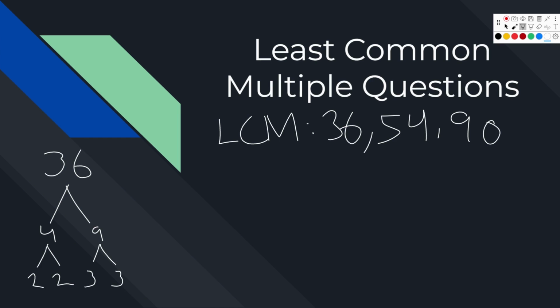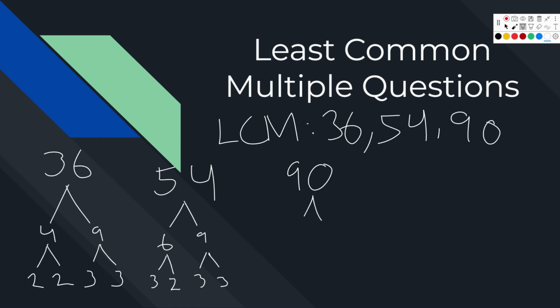Now for a number like 54, we can get 6 and 9. And this breaks down into 3 and 3. This is broken down into 3 and 2. And for 90, a much larger number, we get 10 and 9, and we can break this down further into 5, 2, 3, and 3.